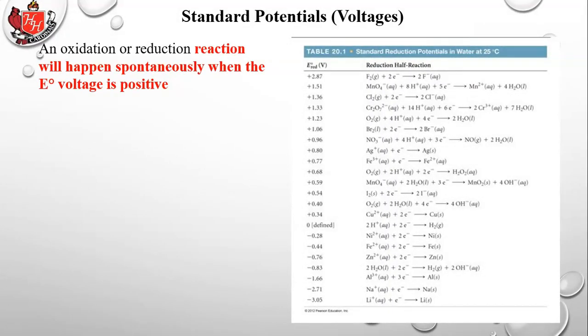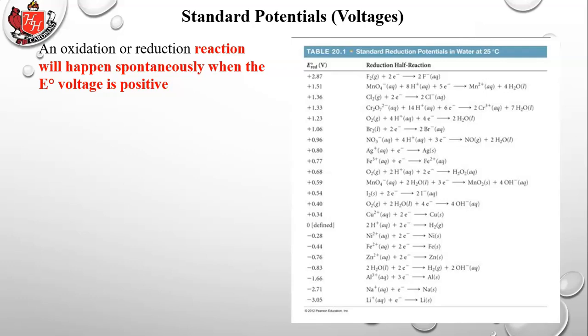An oxidation or reduction reaction will happen spontaneously when the standard potential voltage is positive, or when any voltage is positive. So those reactions, as you see them written up at the top, up above hydrogen, will all happen spontaneously. They will naturally gain electrons and therefore become neutral. Those would be reductions, okay?